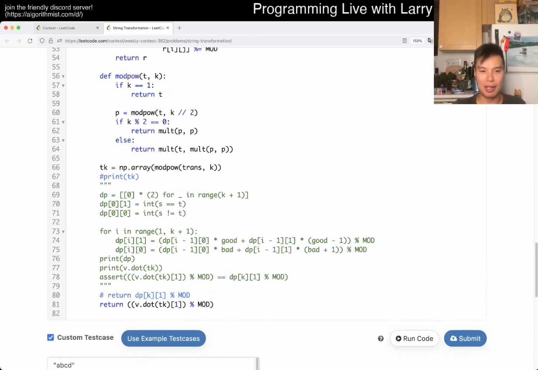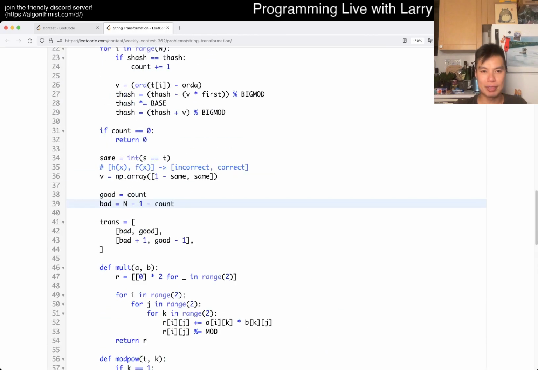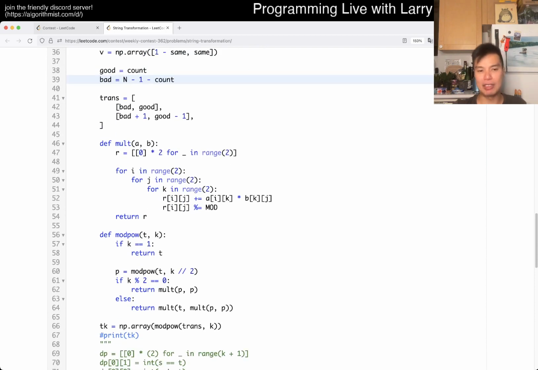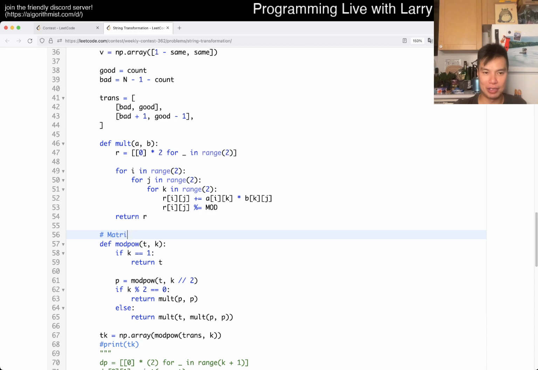MyPow. But yeah, here we did the MyPow. This is standard matrix exponentiation. Let me type that up. Matrix exponentialization. Is that the word? Exponentialization. Okay, there you go.